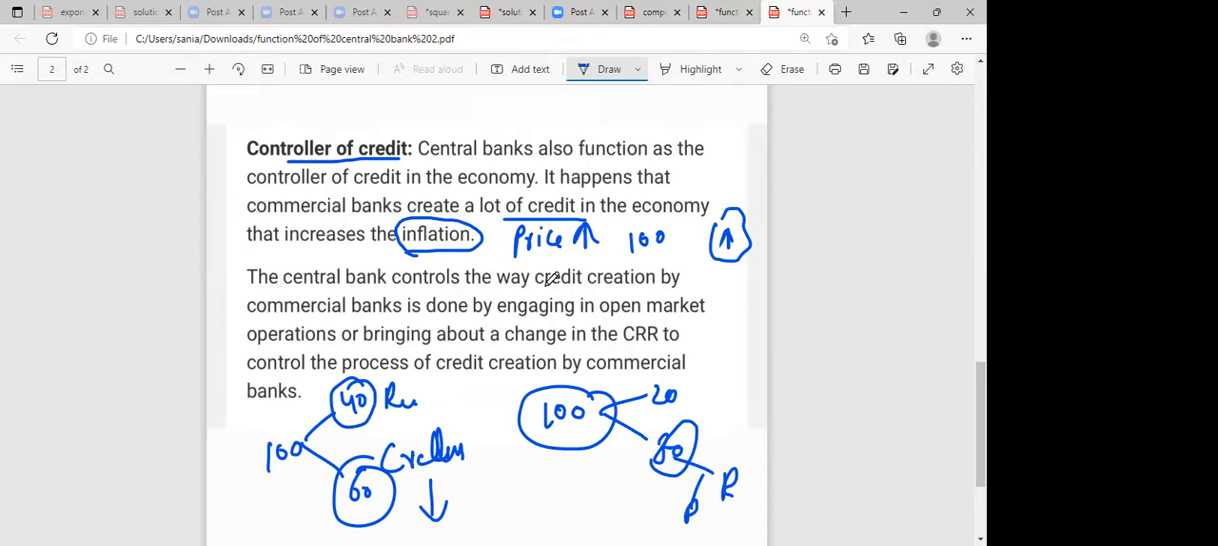So the central bank controls the credit creation by the commercial bank by engaging in open market operation or bringing about change in CRR to control the process of credit creation by the commercial bank. Now you must be wondering, ma'am, what is this open market operation? What is the CRR? These are basically the methods, through which the central bank controls the credit. Right now, you just need to write the definition. Then I'll explain everything, what is inflation, what is open market, everything. So this is your fifth point, right? Okay, ma'am.